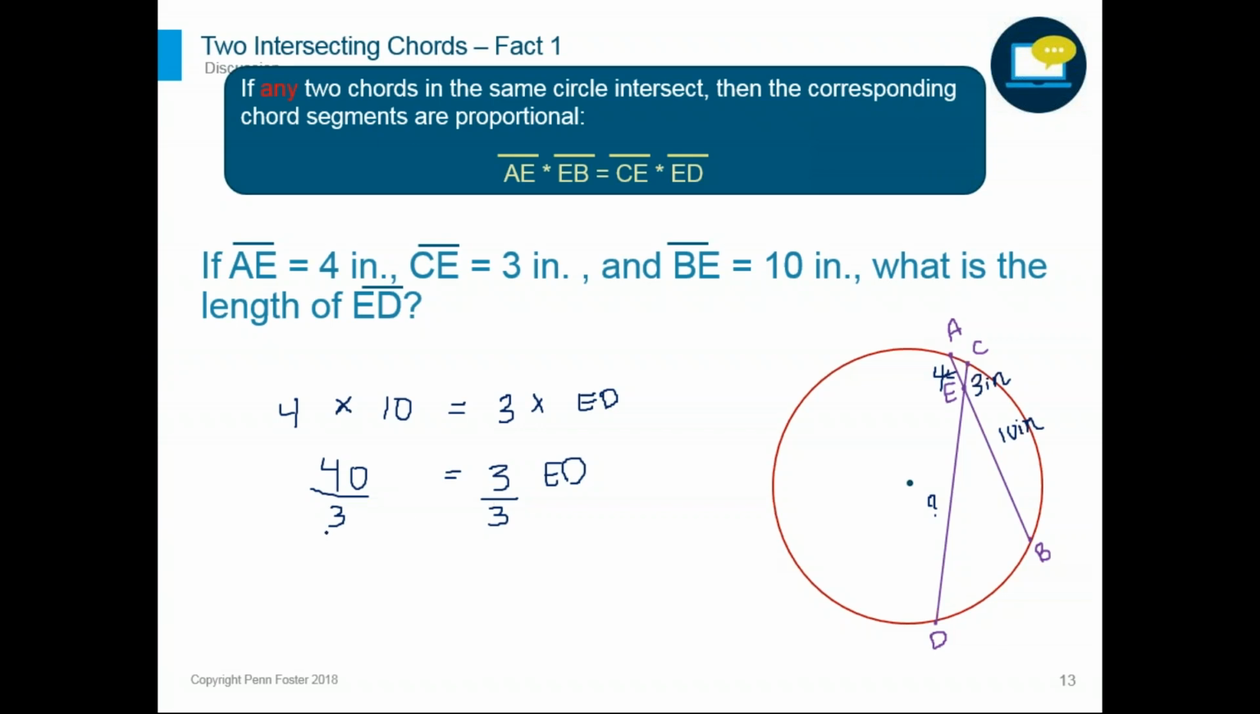So 40 over 3 will give you 13.33 inches, which equals ED. So the length of the segment ED is 13.33 inches. Any questions?